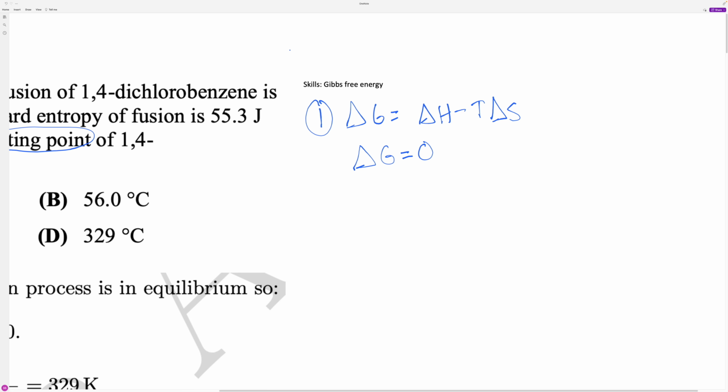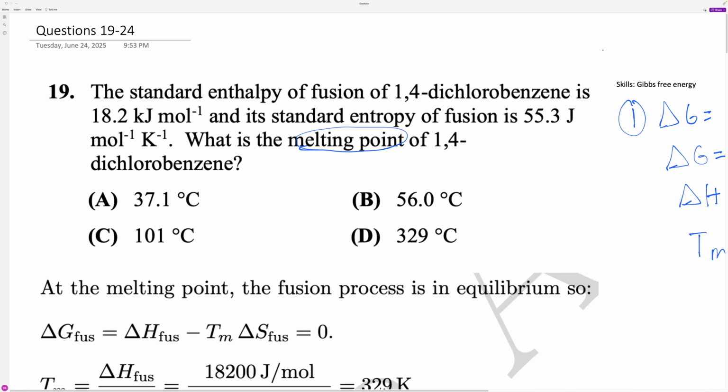So rearranging, we see that delta H equals T delta S. And we're trying to find the T here, which is going to be the melting point. So we rearrange further to get the melting point is delta H over delta S. And from here we can plug in the numbers we have.